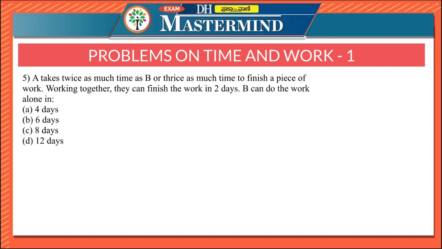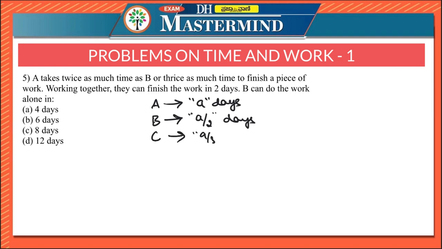So let us assume that A finishes the work in A number of days. Then B will have to finish the work in A by 2 days, because A takes twice as much time as B. This, in other words, means B takes half the time of A. Similarly, C will finish the same piece of work in A by 3 days, because A takes thrice as much time as C. In other words, C takes 1 by 3rd of the time taken by A.